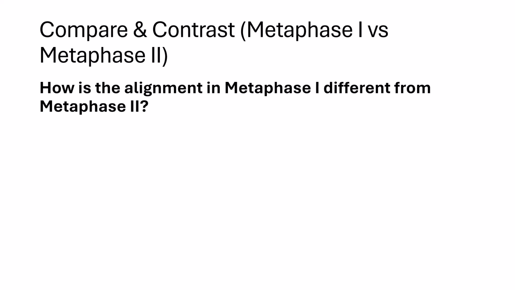In metaphase 1, whole homologous chromosomes line up as pairs. In metaphase 2, individual chromosomes line up, similar to mitosis. Think about what is being separated in each division, homologs versus sister chromatids. Pause the video and describe the difference in alignment.